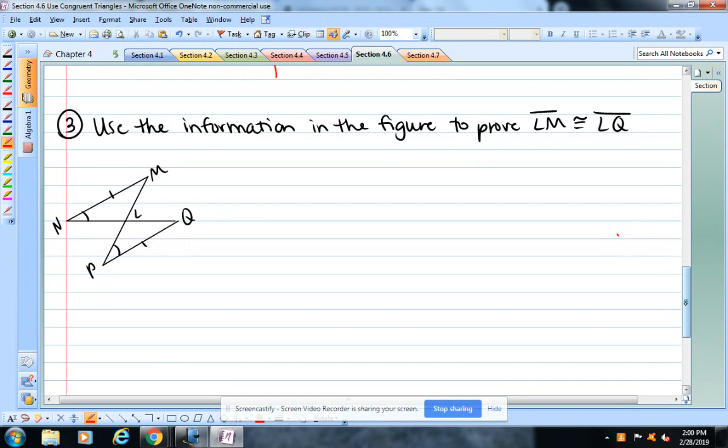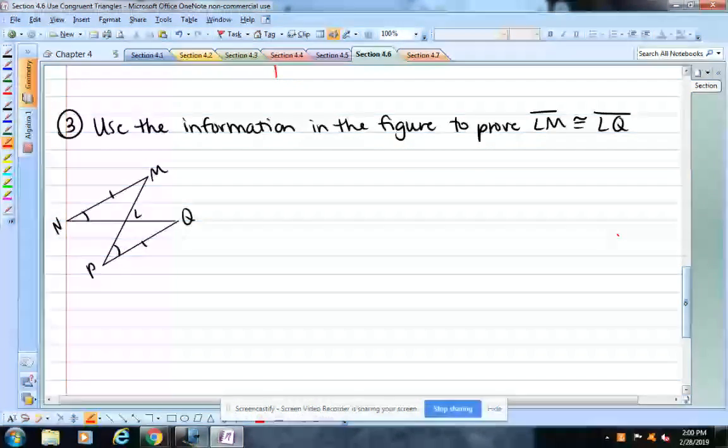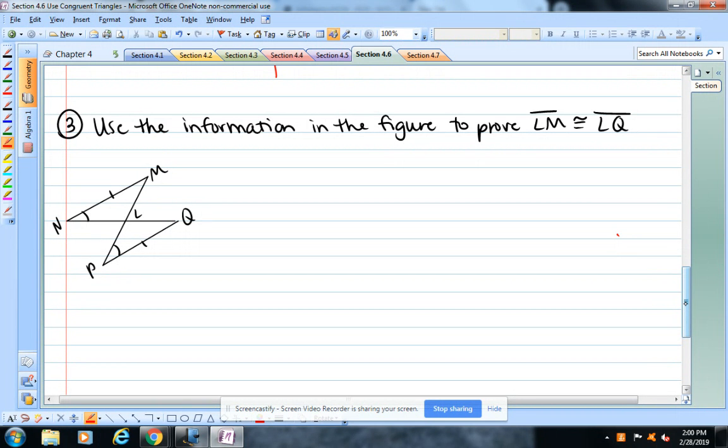Now, it didn't list out a given, did it? No, but it gave me a picture with some things marked congruent, correct? Okay, so we're going to use our picture to get our givens. Sometimes they write the givens out for you, and sometimes they just give you a picture and say use the picture to prove, like this one does, okay? So if that's the case, use what is marked in the picture to get your givens. So that's what we're going to do.